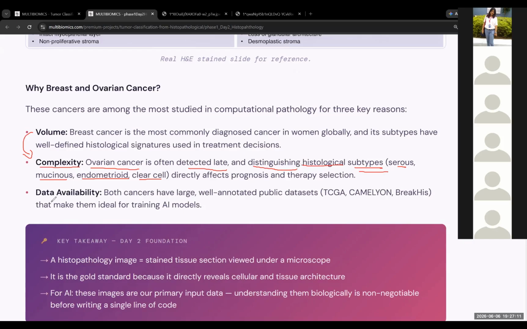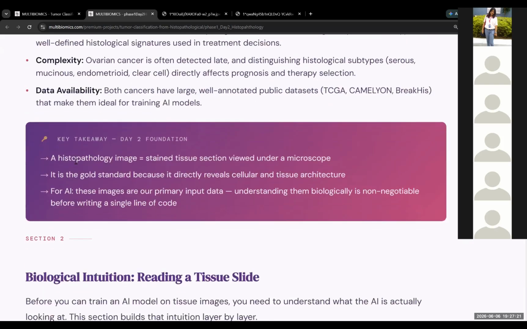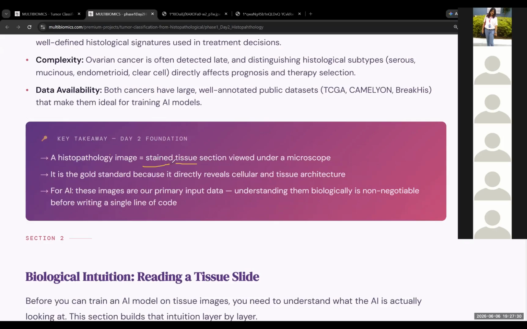Now, data availability is also easy for them. So we will look at them on the 7th day. Those data sets, I'll tell you later on. So the key takeaway you have to take from this class is that a histopathological image is an image of a tissue which is stained. Got it? Everyone? Just react or just say something. Okay. So it is stained.